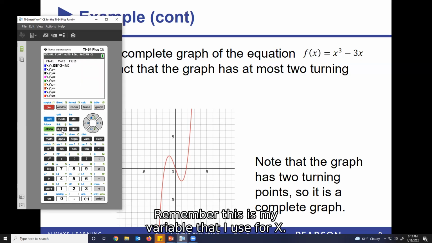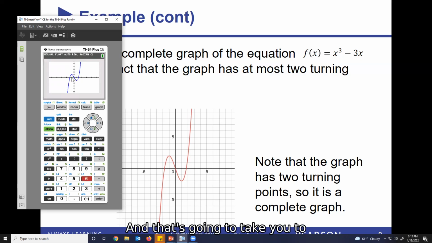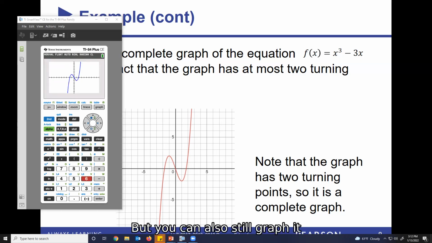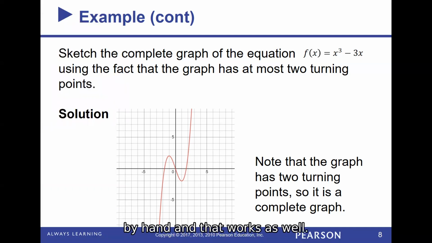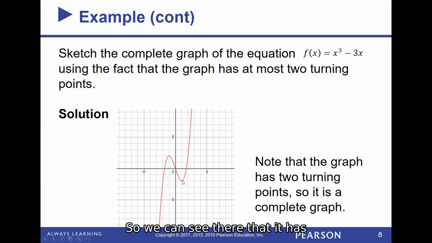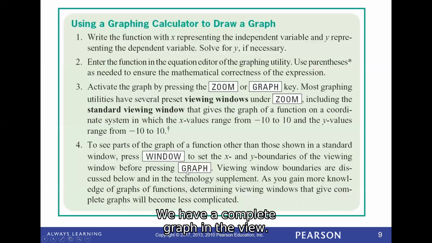Remember, this is my variable button that I use for X. And then just hit zoom and 6, and that's going to take you to the basic window that you'll need for most things, okay? But you can also still graph it by hand, and that works as well. Okay, and I can see, again, I told you it had 2 turning points, so we can see there that it has the 2 turning points here, and there we have it. We have a complete graph in view.